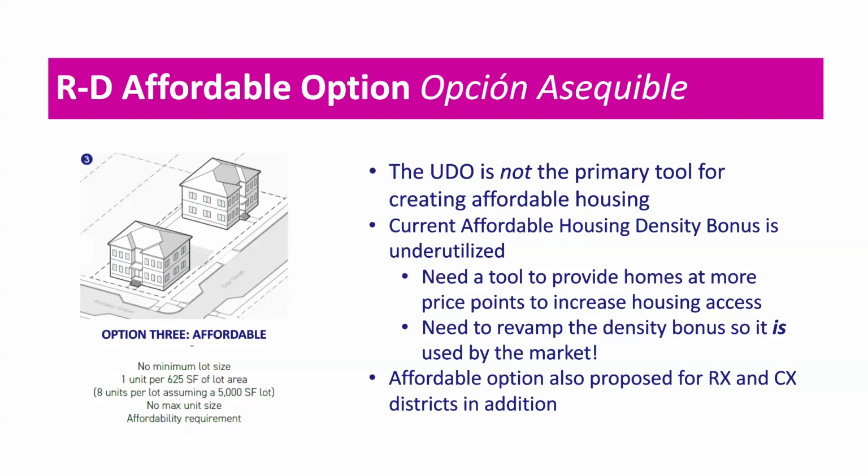Essentially, we allow that increase in density if at least 15% of the units provided are affordable. However, we're essentially not seeing this used very often at all. And so I just want to quote the comp plan really quickly, which has a direct action that says, explore revisions to the affordable housing density bonus in the Unified Development Ordinance to increase utilization, such as allowing affordable rental units with an average affordability level of 60% AMI or lower.